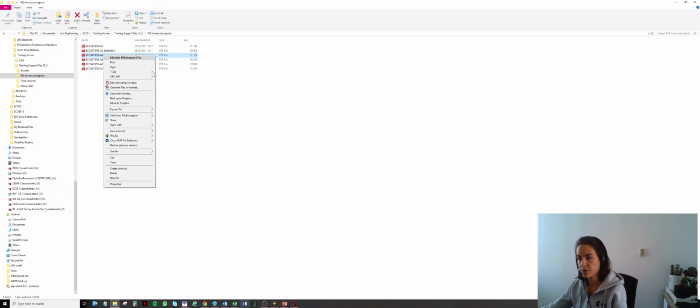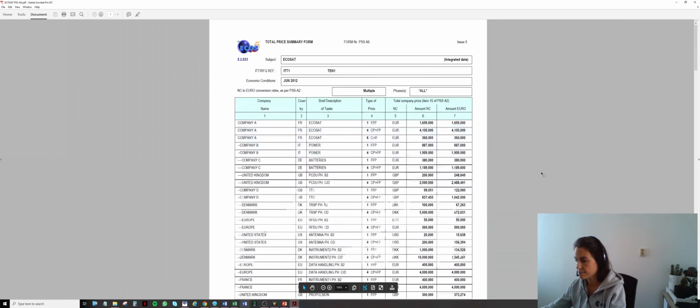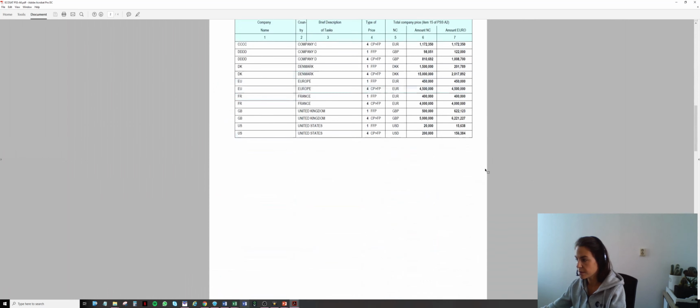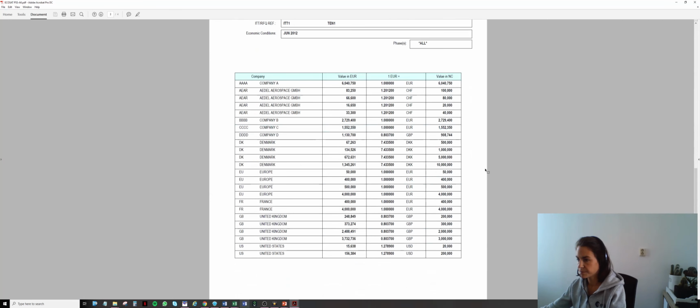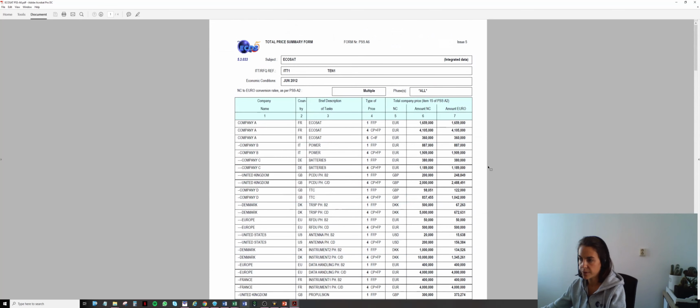So if we have a look at our PSSA 6, you see here, basically we have for all companies, so it's split in two parts. The first part is 2 pages and then we have a last page. You have the companies broken down at the level of the industrial chain.